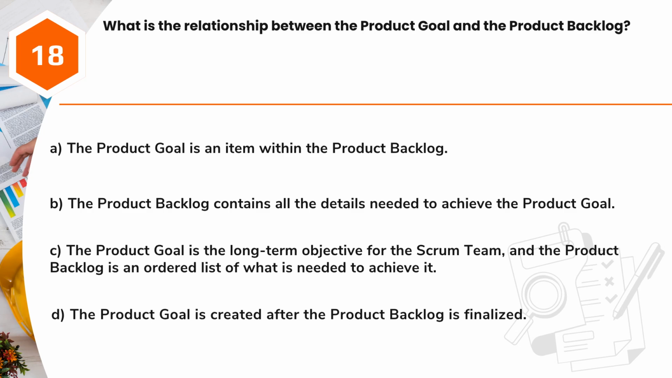Question 18. What is the relationship between the product goal and the product backlog? A. The product goal is an item within the product backlog. B. The product backlog contains all the details needed to achieve the product goal. C. The product goal is the long-term objective for the Scrum team, and the product backlog is an ordered list of what is needed to achieve it. D. The product goal is created after the product backlog is finalized.